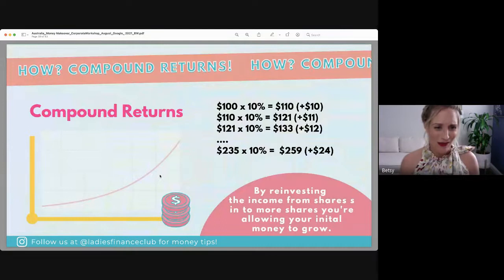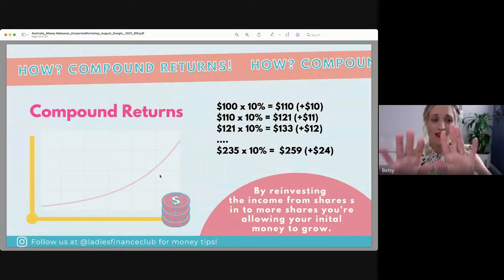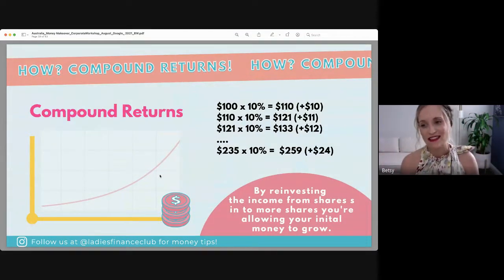So what is a compound return? We're going to go much more into the detail on this in the investing workshop. But effectively, you've got $100 and it earns 10%. And instead of spending that 10%, you add it to the $100 and invest it again. So $110, another 10%, you earn $11, combine it, invest it again, and so on and so forth. What starts out small over time really snowballs and becomes quite a significant return.